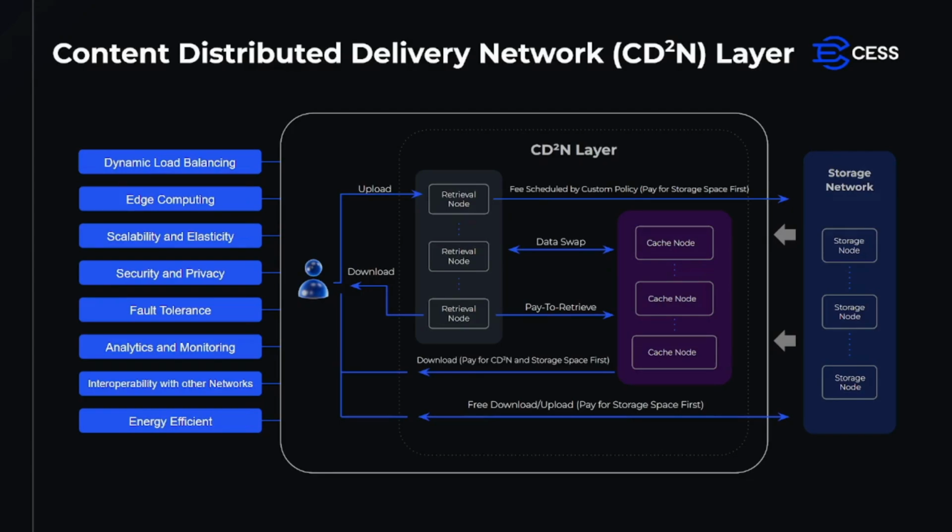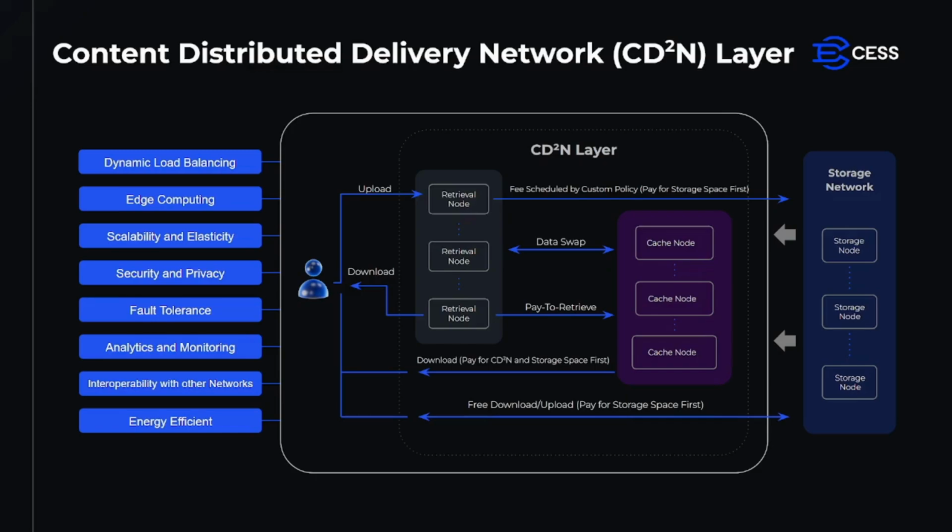The network is built with mechanisms to detect and mitigate node failures. If a node goes offline, the system automatically redirects traffic to other available nodes, ensuring uninterrupted service. The CDN² layer also includes comprehensive analytics and monitoring tools, providing real-time insights into network performance, user behavior, and content popularity. This data helps optimize content distribution and improve overall efficiency.